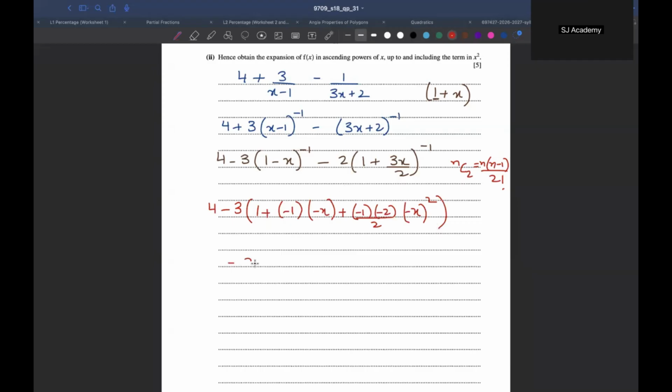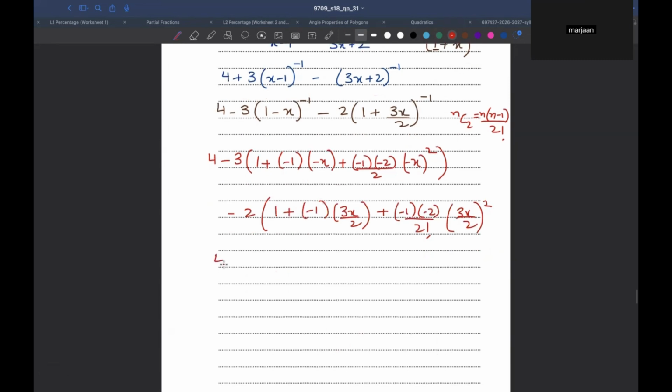Now expanding the second term, we'll get 1 plus nC1 will again be -1. b is 3x upon 2. And then plus nC2 will be -1 into -2 upon 2 factorial into 3x upon 2 whole squared. Simplifying, we'll get 4 minus 3 into, this will become 1 plus x, minus minus cancels, 2 and 2 cancel, so 1 plus x, and this will also become plus x squared, minus 2 into 1 minus 3x upon 2, minus minus will become a plus, and this will become plus 9x squared upon 4.